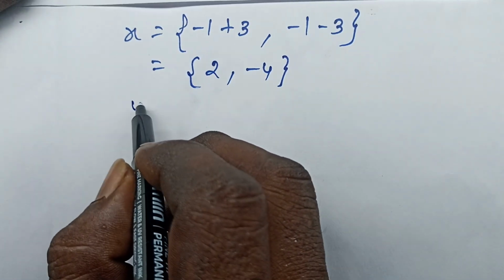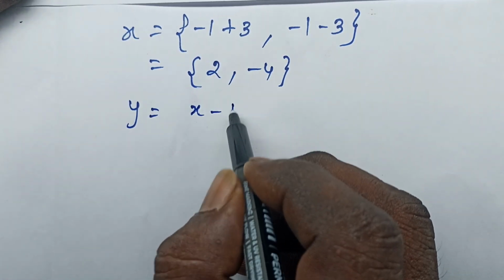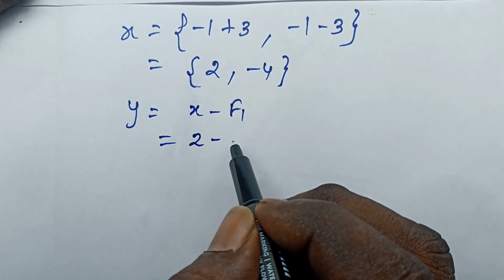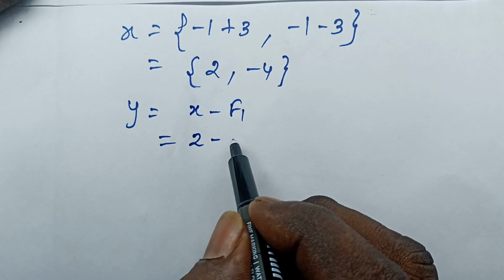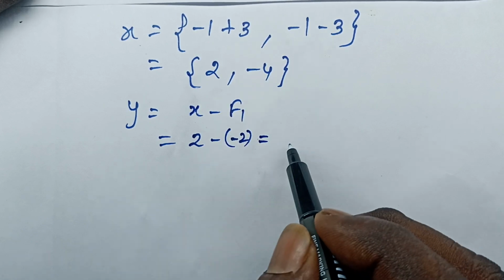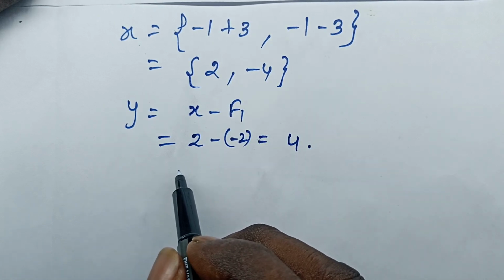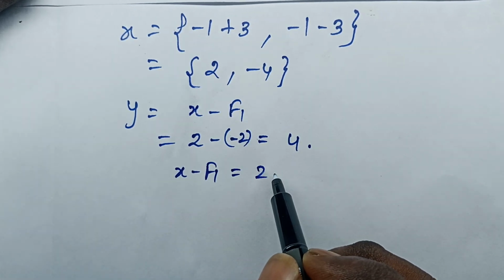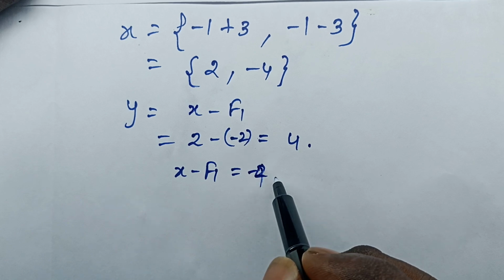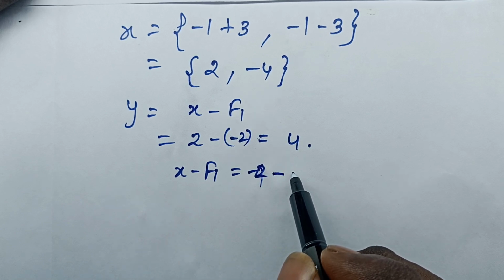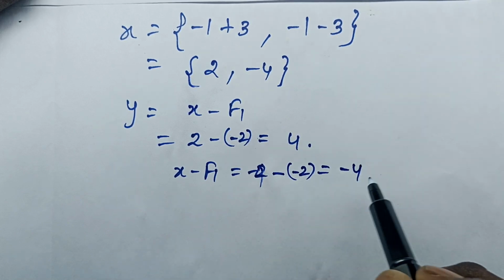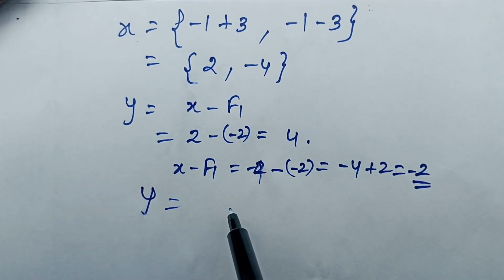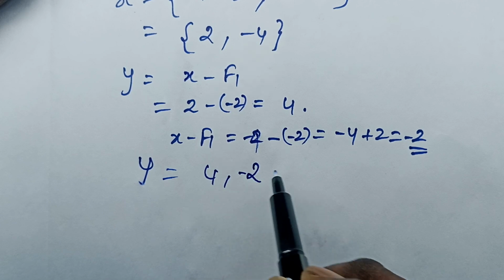And value of y equal to x minus f1. 2 minus f1, minus 2, equal to 4. And x minus f1: minus 4 minus minus 2 equal to minus 4 plus 2 equal to minus 2. The value of y equal to 4 comma minus 2.